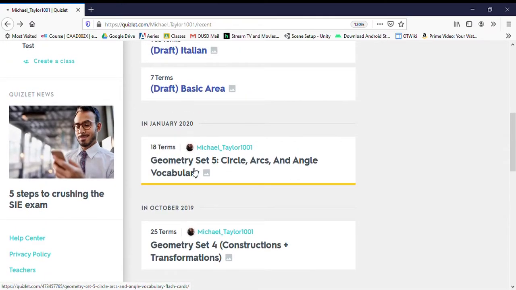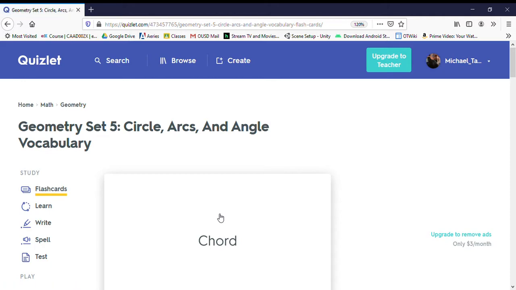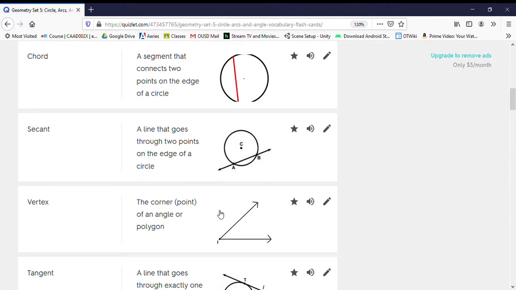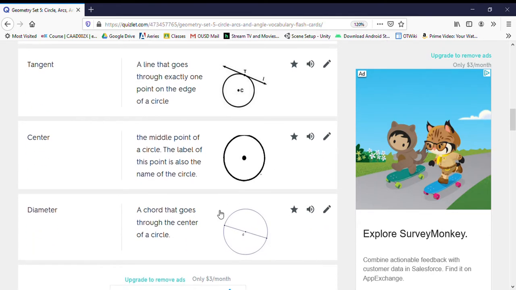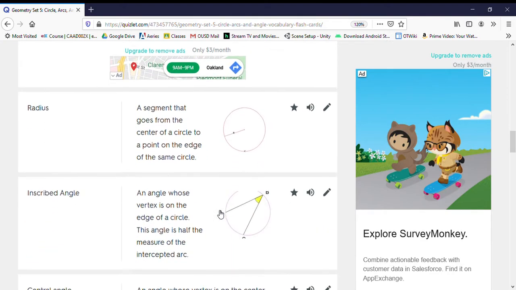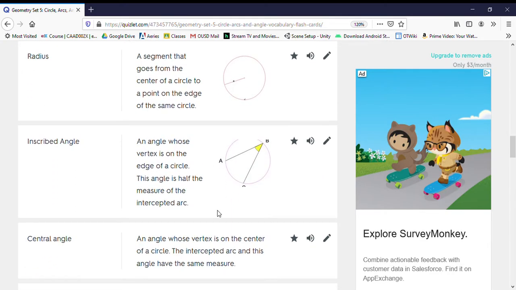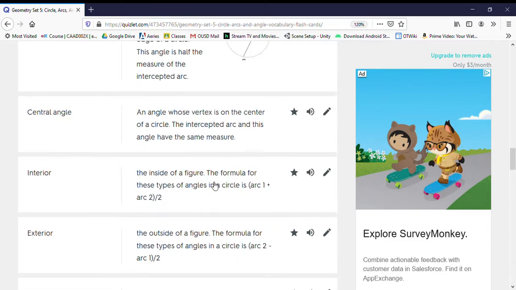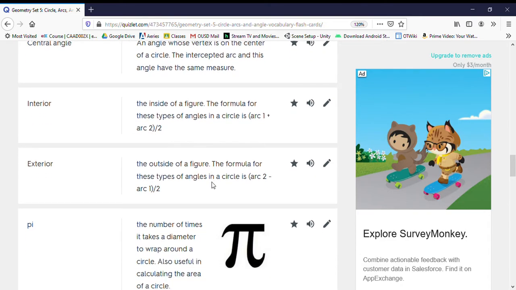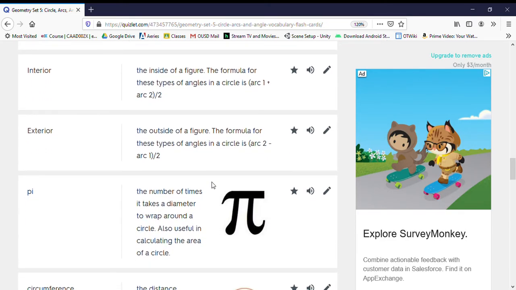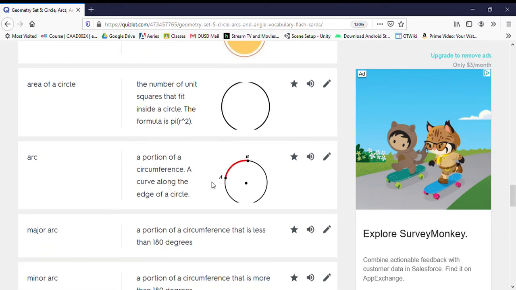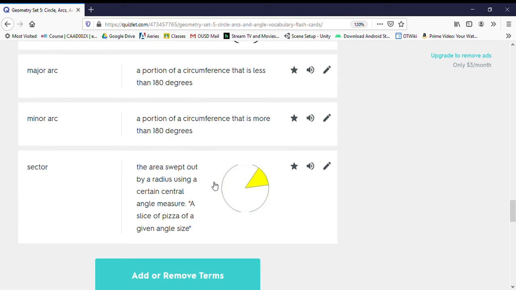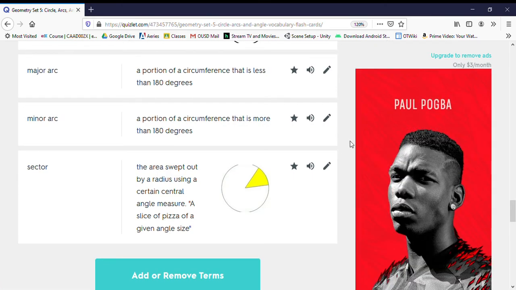Where's 5? I liked me pausing on each one in case you wanted to just look at them. There's chord, secant, and vertex, tangent, center, and diameter, radius, inscribed angle, central angle, and am I running out of juice? Maybe. Interior, exterior, and pi, circumference, area of circle and arc, major arc, minor arc, and sector. And I think I'm going to run out of juice, so I'm going to stop it there.